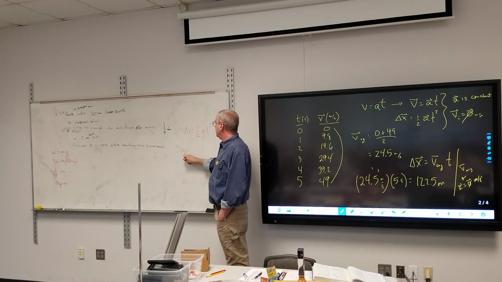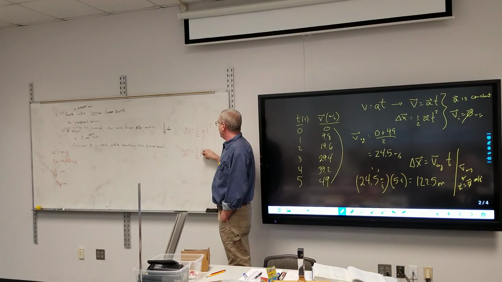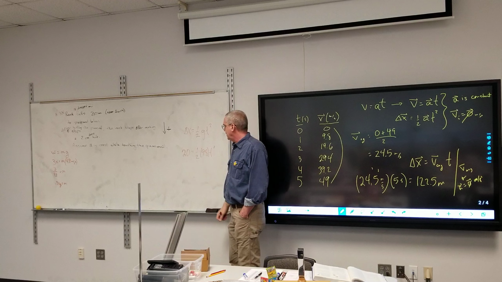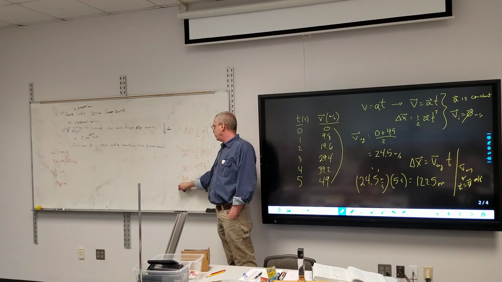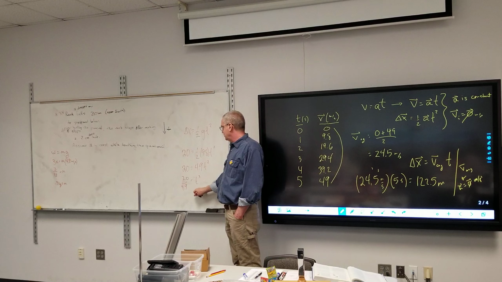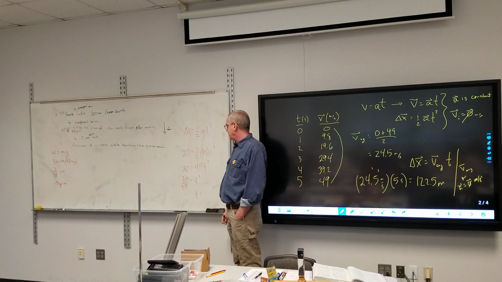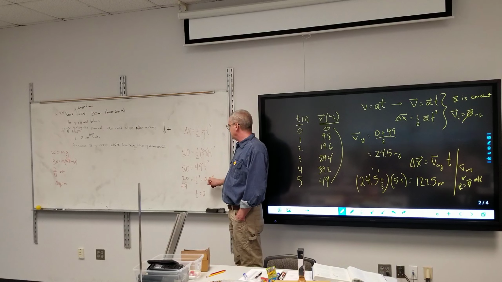And so that's 20 equals 1/2 times 9.8 t squared, or 20 is equal to 4.9 t squared, or t squared is 20 divided by 4.9. I assume that's t squared. And then t would be 2.0. Something close to 2.0.